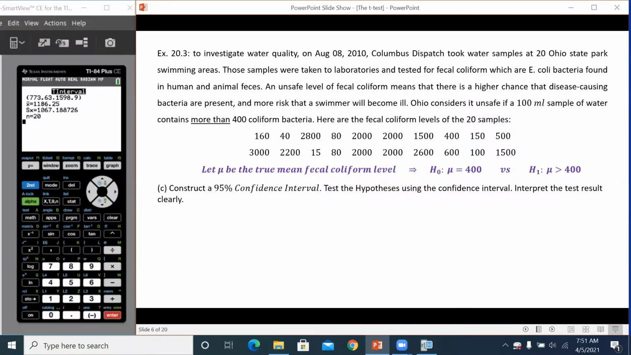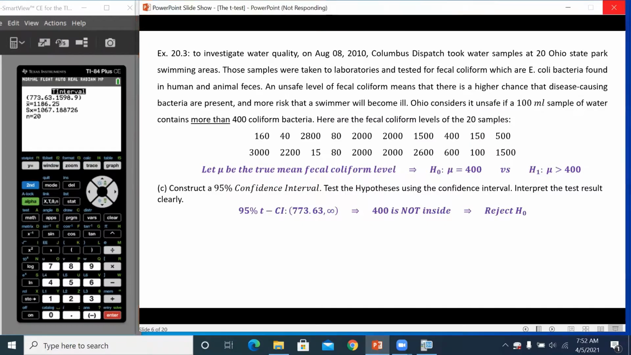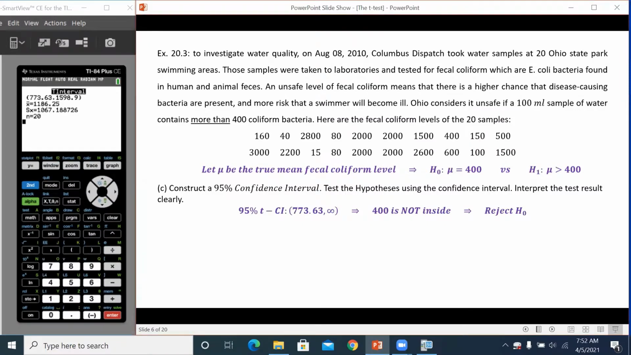All right, so here is the 90% two-sided t-confidence interval. The lower limit is 773.63 and the upper limit is 1598.9. Therefore, the 95% upper t-confidence interval is from 773.63 to positive infinity. Clearly, 400 is not inside of the confidence interval. Therefore, we reject the null hypothesis.